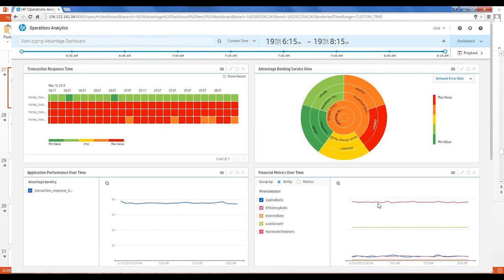Okay, so now she wants to try to find the root cause of this problem. In order to do that, she wants first of all to understand when this problem began. She wants to go to the beginning.